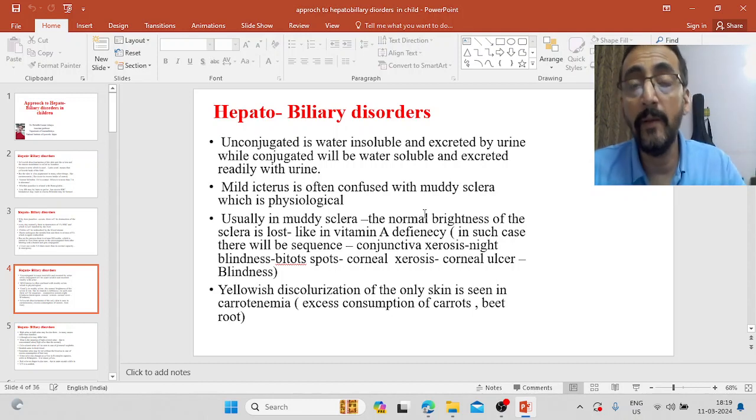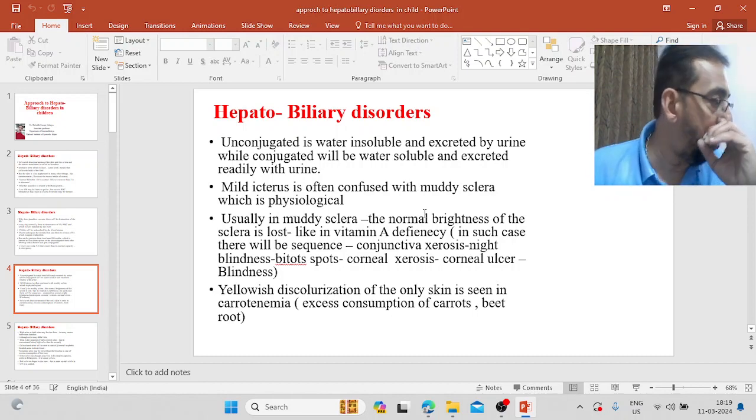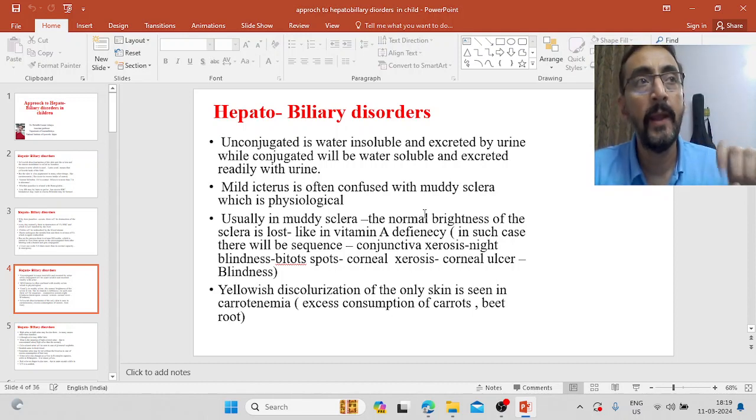So this unconjugated bilirubin is basically a toxic material. Not only is it toxic, it is water insoluble. When it is toxic and also water insoluble, it cannot be excreted through the urine, because if you want to excrete something through the urine, it has to be made water soluble. Otherwise, it is not possible. So unconjugated bilirubin is water insoluble and also toxic.